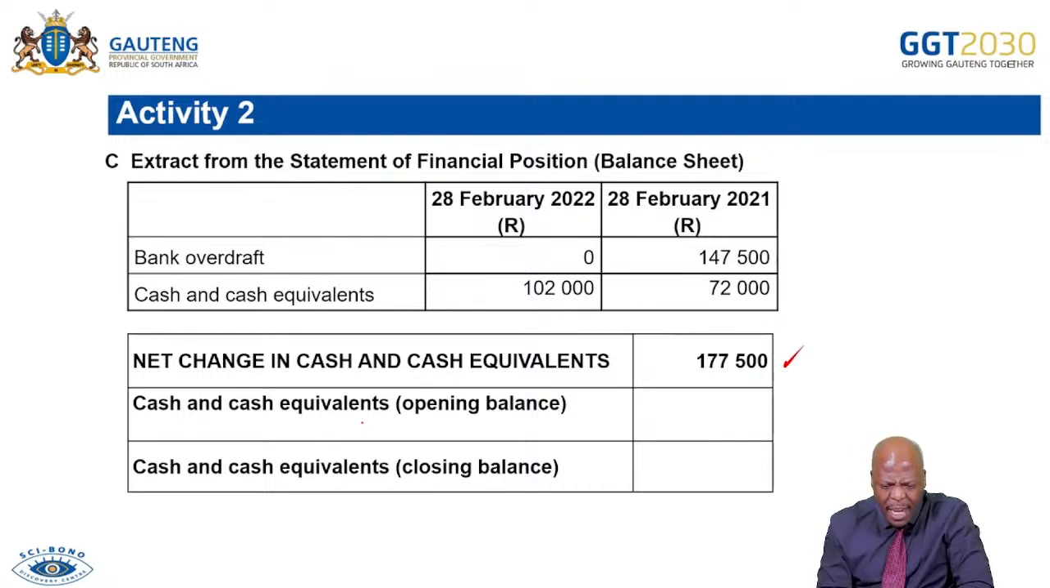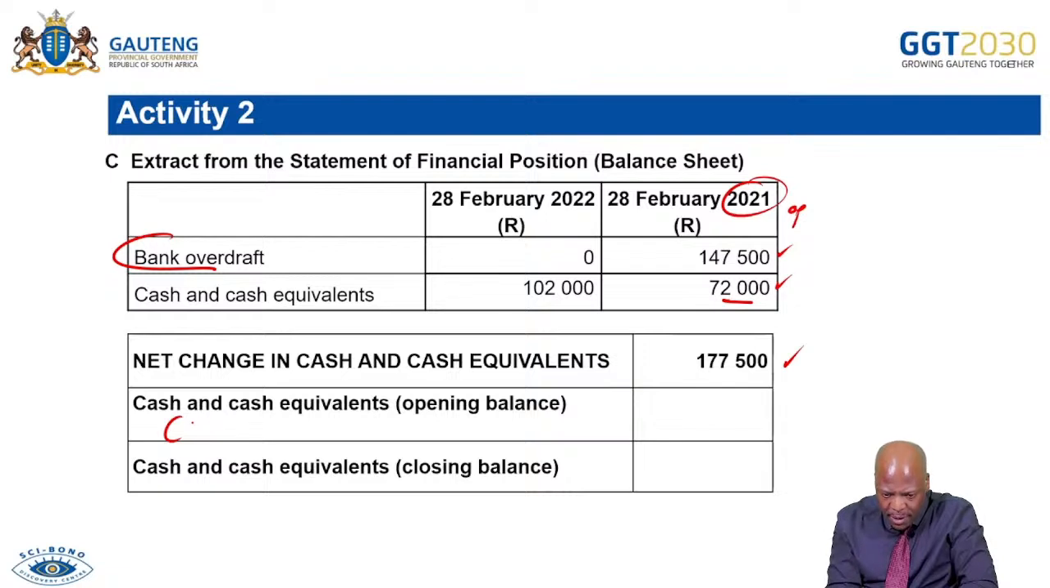That is how we got the 177,500. Then we have the cash and cash equivalents opening balance. Opening, that's 2021. So in 2021, I had a positive amount and a negative amount. Can you see that? Because here I have a bank overdraft. So I would say I have 72,000, which is positive, cash and cash equivalents. But I have a bank overdraft, which is a liability. That means it's a minus. Minus 147,500. I close this bracket.